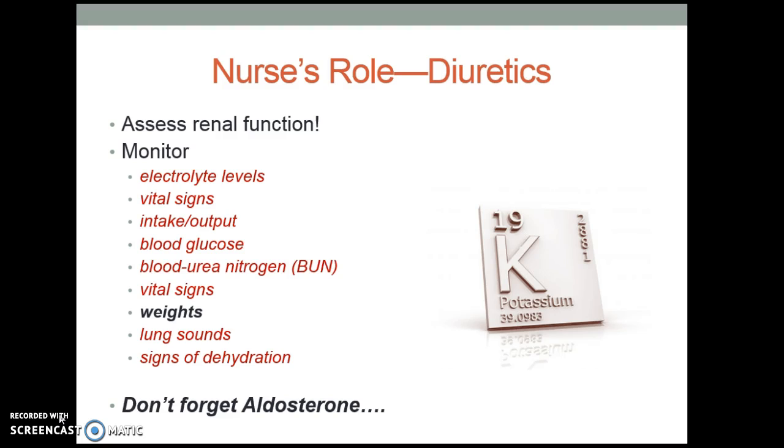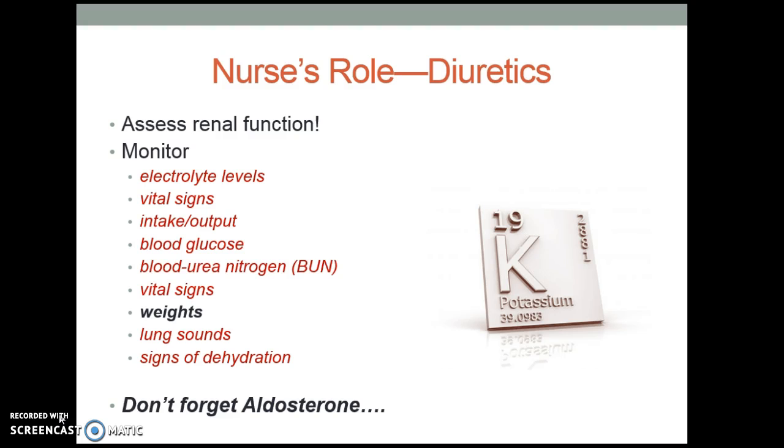So if you gave something for hypertension, effectiveness is going to be measured by a decrease in blood pressure. If you gave it because of CHF, you have to look to see: were you given lung sounds or an increase in weight in the question? And that's going to be your effectiveness of your drug.